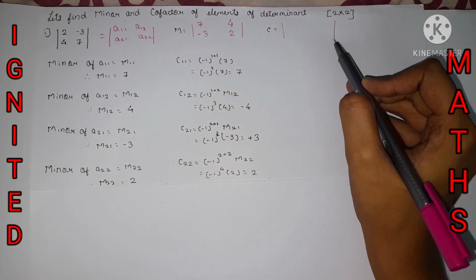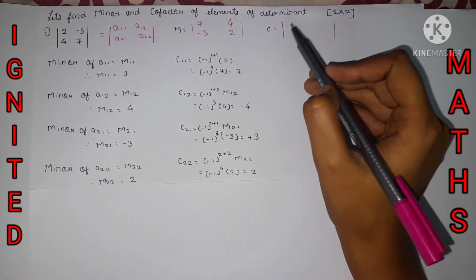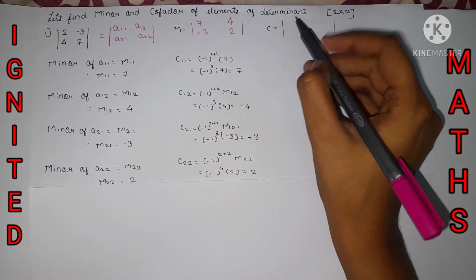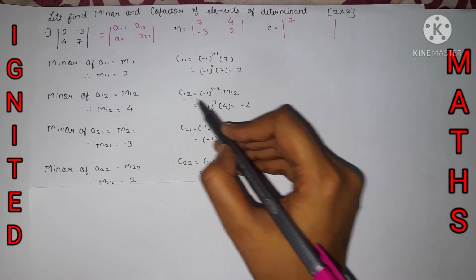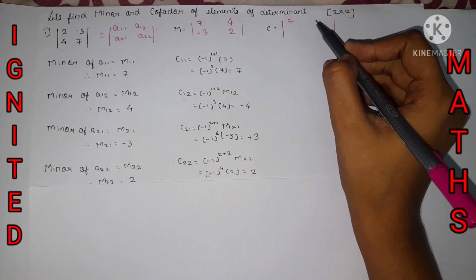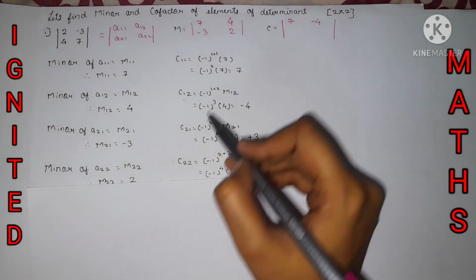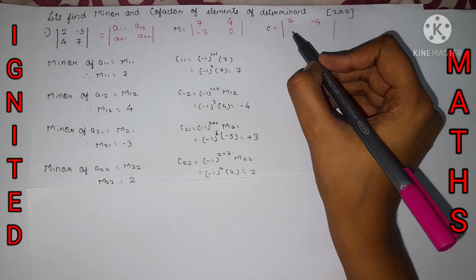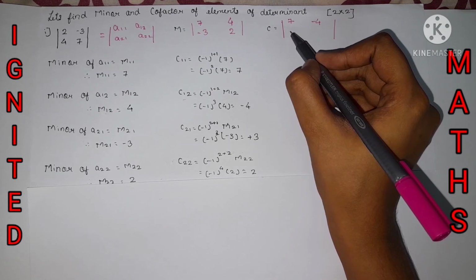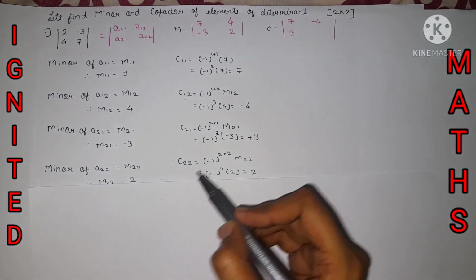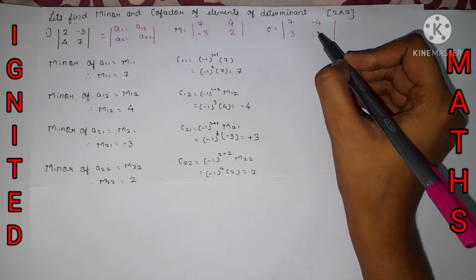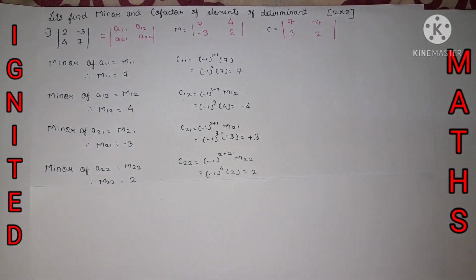Now let's represent the cofactor. C11 is equal to 7, first row first column. C12 is equal to minus 4, first row second column. C21 is equal to plus 3, second row first column. Yes, and C22 is equal to 2, second row second column. This is how we need to represent the determinant.